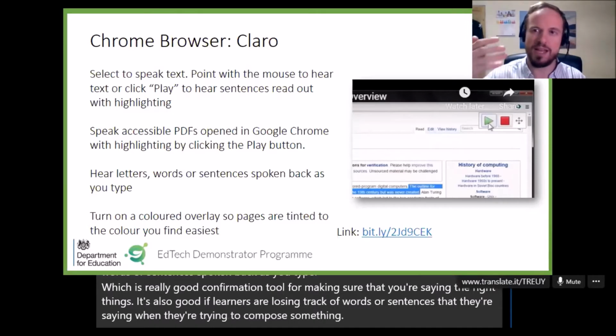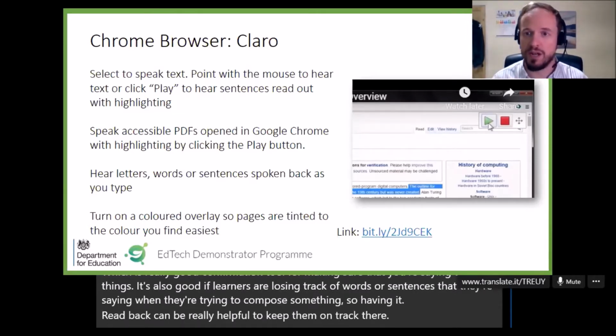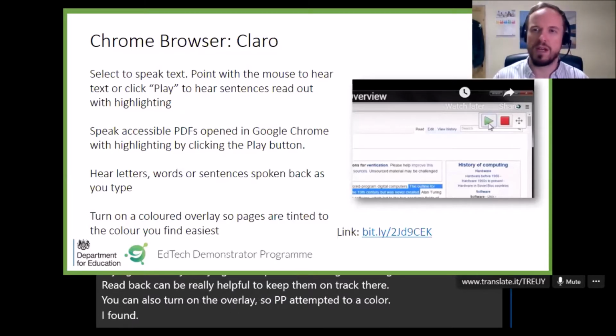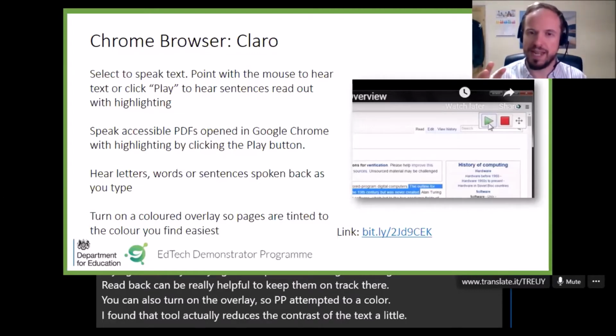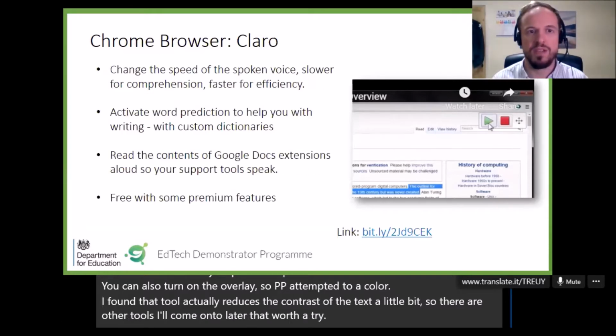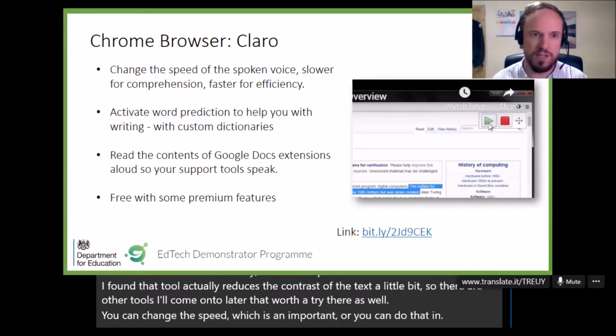So having it read back can be really helpful to keep them on track there. You can also turn on a colored overlay, so pages are tinted to a color. I found that tool actually reduces the contrast of the text a little bit. So there are other tools I'll come on to later that are worth a try there as well. You can change the speed, which is an important tool. You can do that in text to help read and write as well.